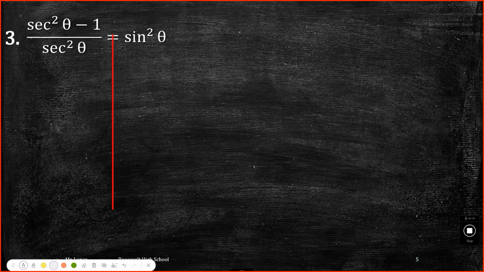What did we say secant squared theta minus 1 was? I'm going to go with that one. I'm going to write it here on the side. What's secant squared theta minus 1 equal to? Let's go with tangent squared theta. So secant squared theta minus 1 is tangent squared theta. So yeah, okay, there's nothing to do here other than change it, and that is tangent squared theta.